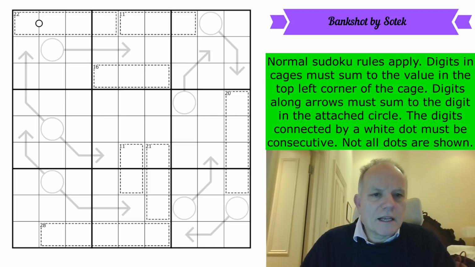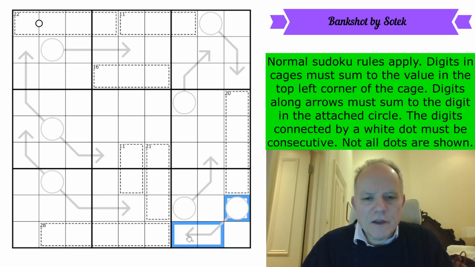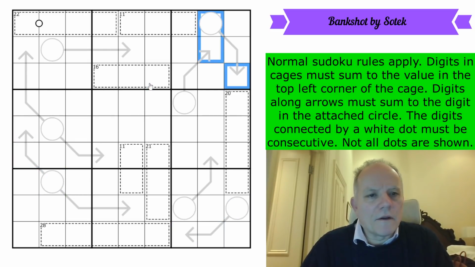Let's get cracking. Now, bank shot. I suppose these are kind of balls, almost all going to the cushion. Is that the point? Going to the side of this table? I don't really know what that's doing, but that is the title.